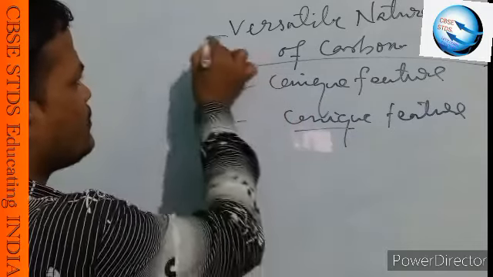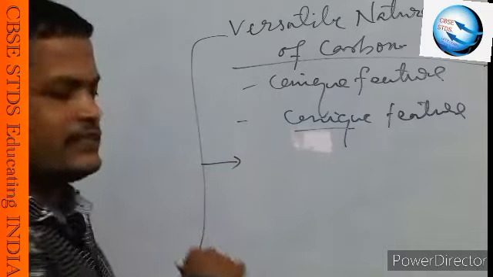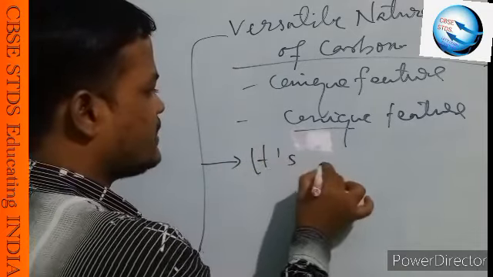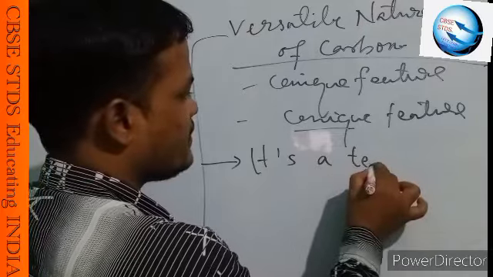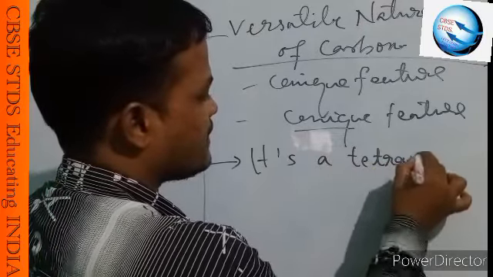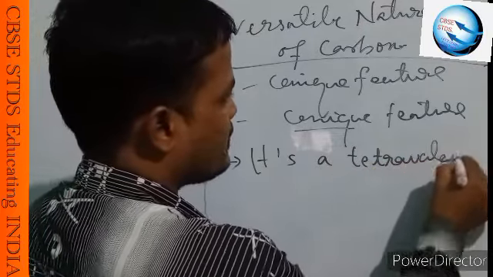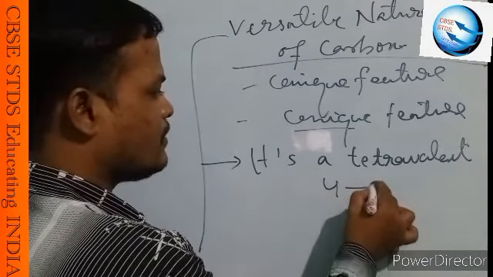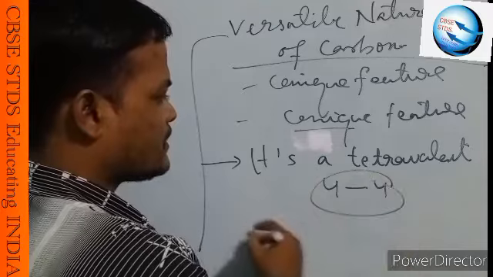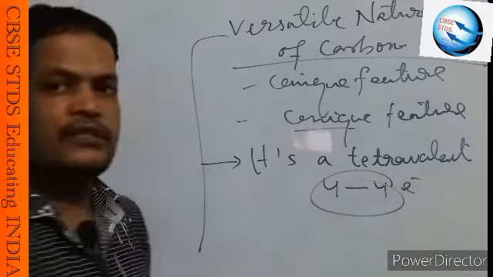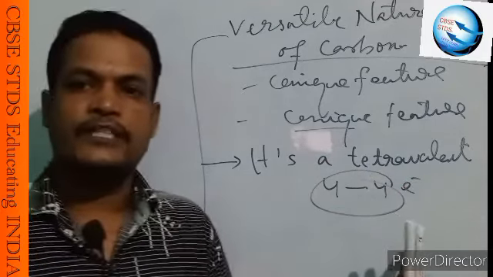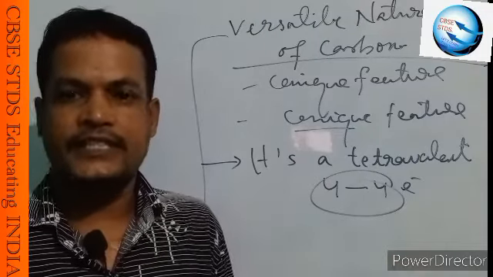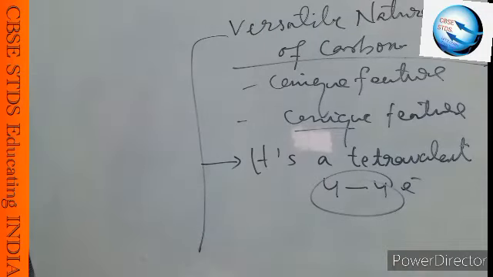Number one, the versatile nature of carbon is that it is tetravalent. Tetravalent means its valence is four, because it shares four electrons with other elements or atoms, forming covalent bonds. Covalent bond. Is it right? Number one, tetravalence is there.